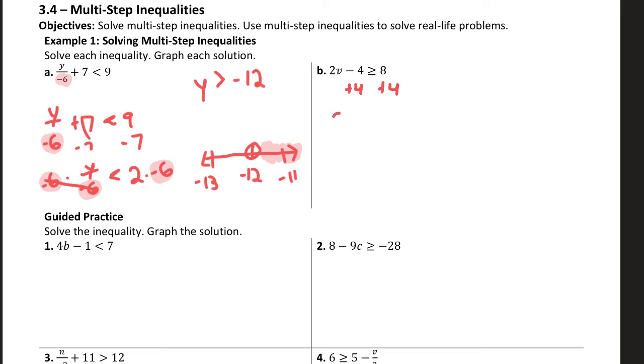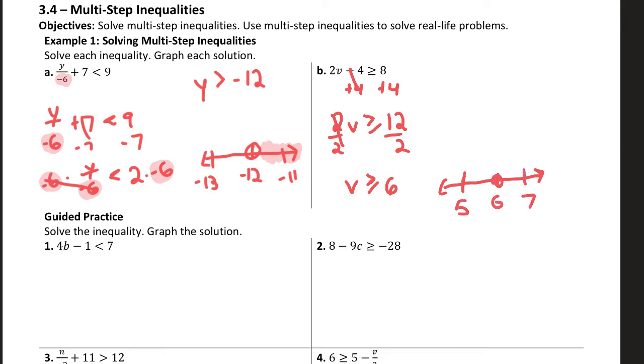In the next problem, to solve this, I would add 4 to both sides. So this becomes 2v is greater than or equal to 12. And then I divide both sides by 2. v is greater than or equal to 6. And that inequality stays the same because I divided both sides by a positive number. So this inequality is going to be a closed circle at 6, and it's going to be shaded to the right.